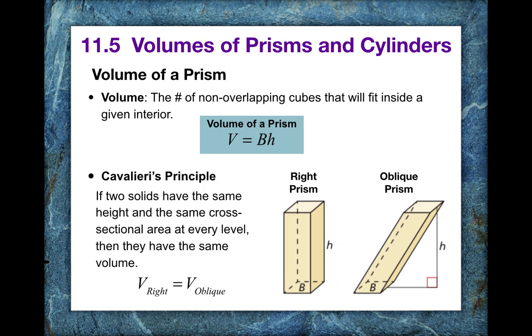There's Cavalieri's principle, which says that if two solids have the same height and the same cross-sectional area at every level, then they have the same volume. And if you look, if I took the cross-section of this right prism all the way down, I would have squares. The same thing with this oblique. If I was to cut it at any one point, I would have a cross-section that would look like a square.